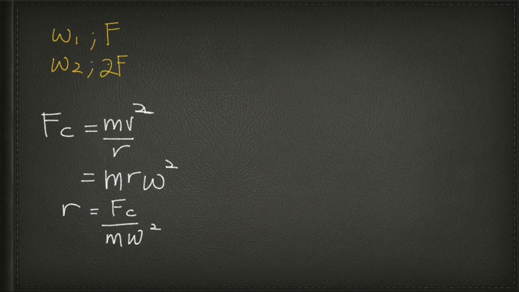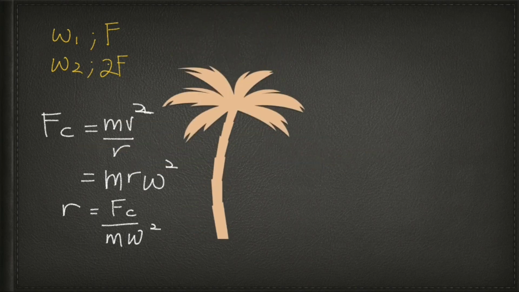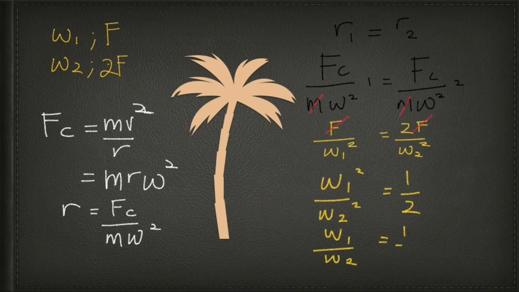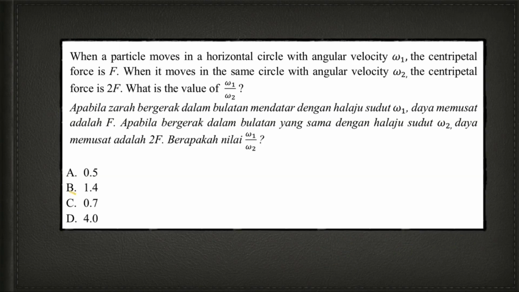We know that Fc is equal to mv squared over r and equal to m r omega squared. When we rearrange the equation, r will be equal to Fc over m omega squared. We equate r1 equals r2 and substitute the information. We can cancel the m and F. We get omega 1 over omega 2 equals 1 over square root of 2, which is equivalent to 0.71. So for this question, the answer will be C, 0.7, the nearest to 0.71.